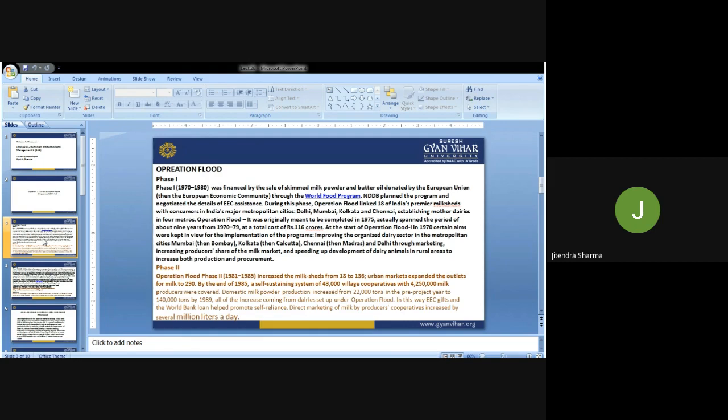In this way, the European Economic Community gift and the World Bank loan helped to promote self-reliance. Direct marketing of milk by producers' cooperatives increased by several million liters a day. So this was the activity performed in the second phase.